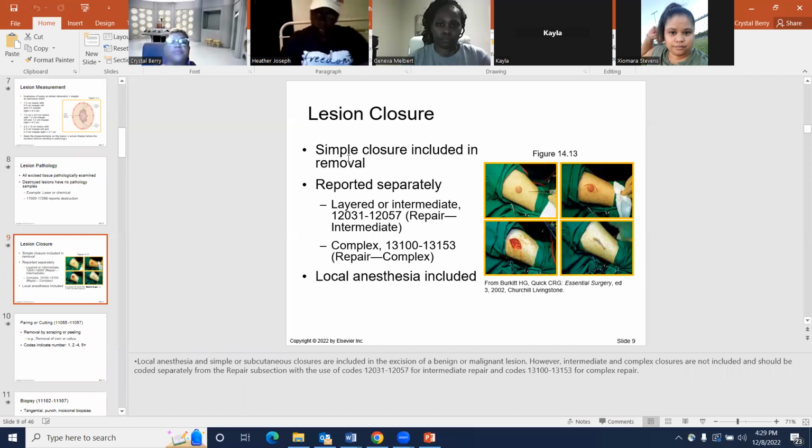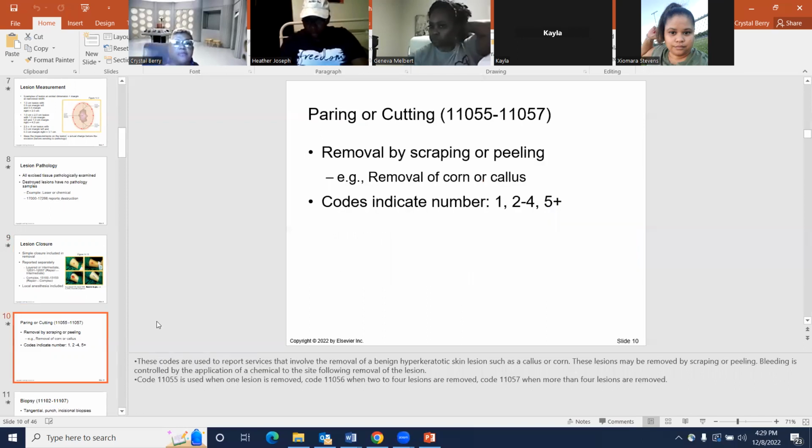Lesion closure, simple closure included in removal. And it's showing here it's reported separately. Layered or intermediate. And it's showing you examples, local anesthesia included. This is also in your book, so just make sure, like I said, for better understanding, look here, it gives you a better and a more clear picture of what they're talking about.